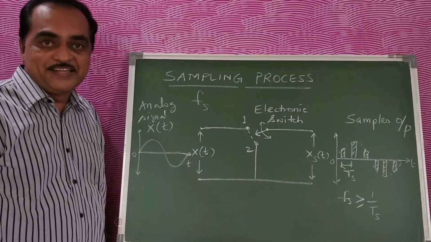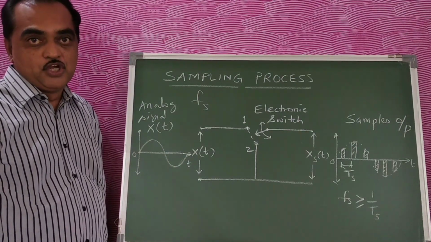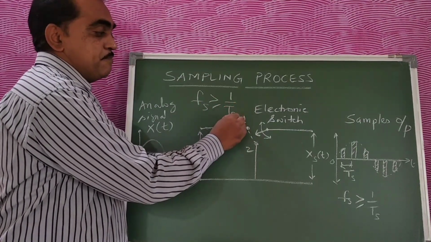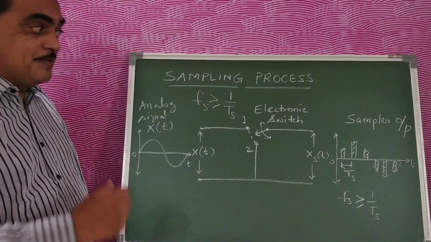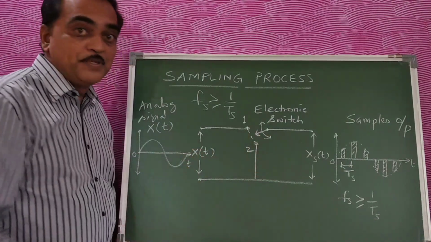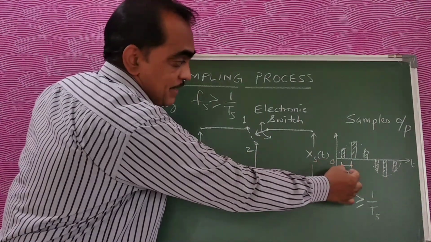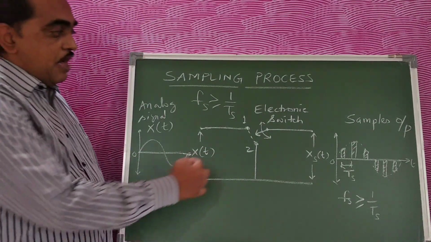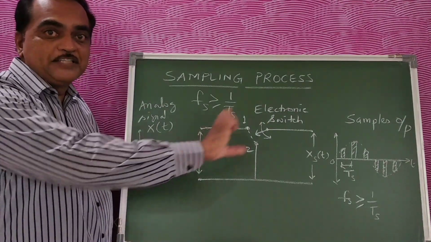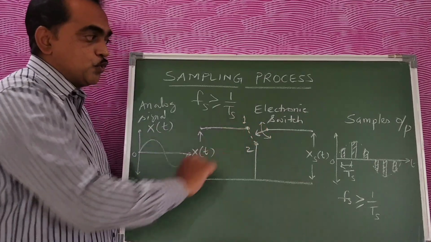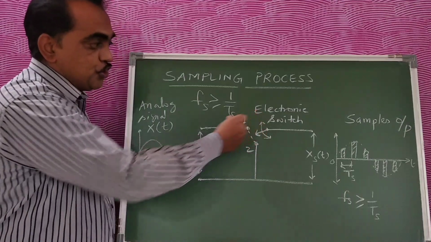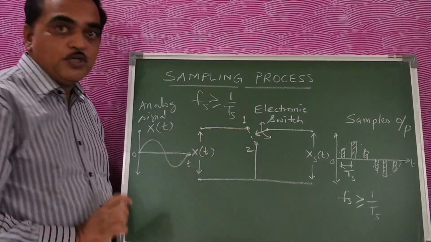Fs will be the frequency rate, and this Fs rate should be greater than or equal to 1 upon time period Ts. Now that time period is the time period between the pulses what you are going to get, between the samples what you are going to get. The time period between the samples is called as Ts. Now whenever this switch is connected to point 1, a part of this input will pass through the circuit, and whenever it comes to point 2, there is a gap, there is no input passing, the input is stopped. Whenever it comes to point 1, part of it goes. Whenever it comes to point 2, the circuit is stopped.